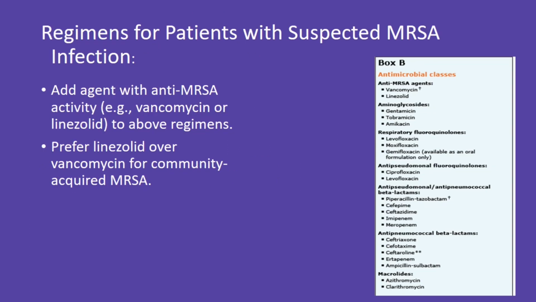Regimens for patients with suspected MRSA infection. Add an agent with anti-MRSA activity, like vancomycin or linezolid, to the above regimens. Prefer linezolid over vancomycin for community-acquired MRSA.